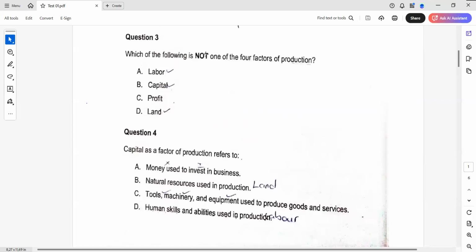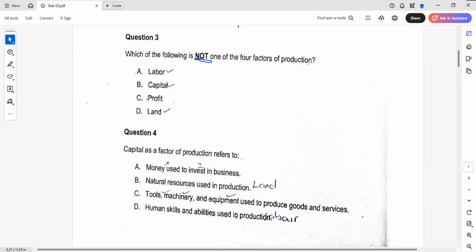Okay, number three, they're saying which of the following is not one of the four factors of production? So remember that our four factors of production that we have are land, labor, capital, and entrepreneurship, right? So let's look here. Labor, yeah, labor is a factor of production. We want the one which is not. B, capital is a factor of production.